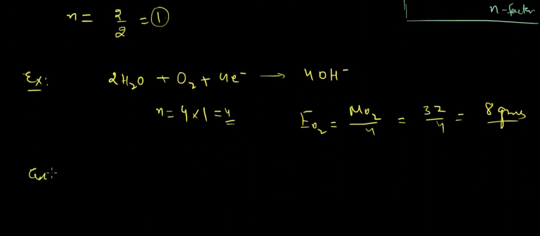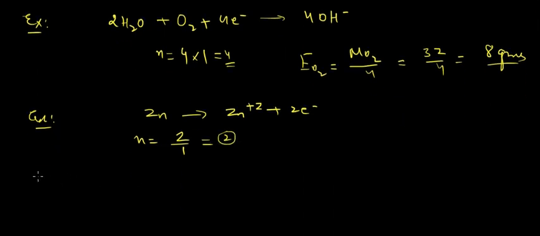Let's see another example wherein we have zinc metal converting into Zn+2, maybe in aqueous phase. So the n factor would be the number of moles of electrons released, which is 2, per number of moles of zinc consumed, which is 1. So the n factor would be 2. You can calculate the equivalent weight from the n factor.